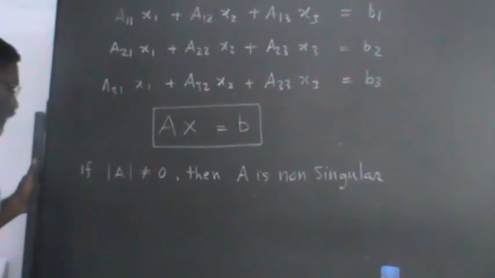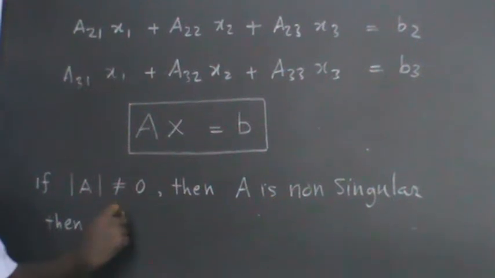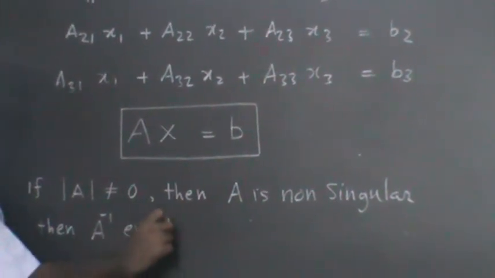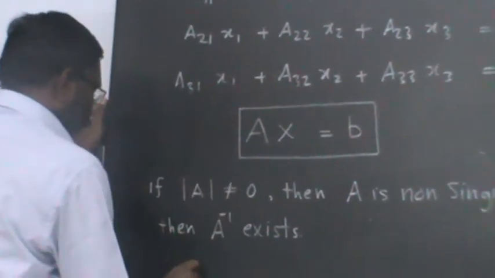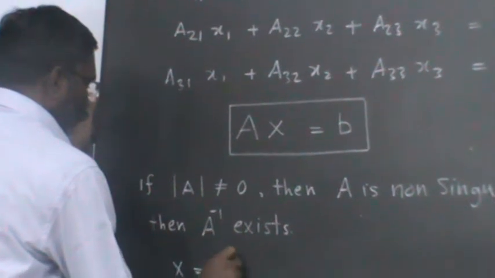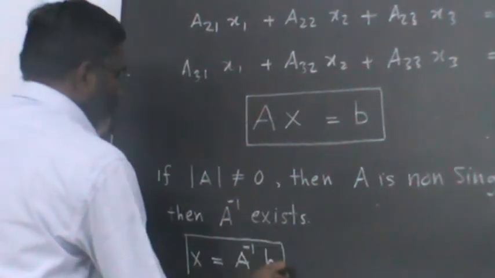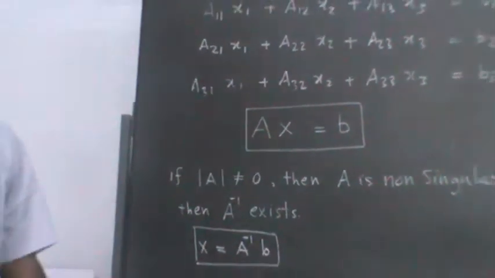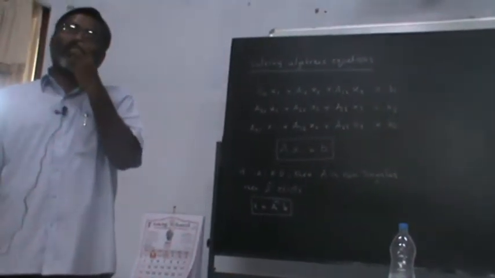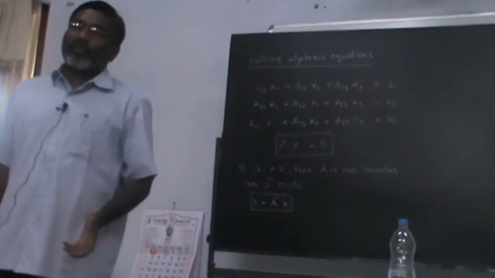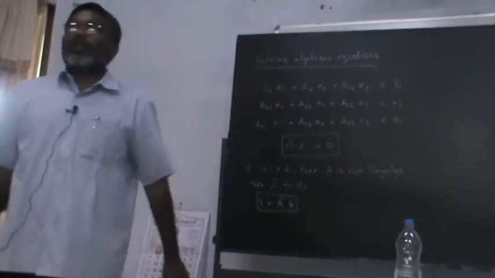And if A is non-singular, then A inverse exists. So if A inverse exists, you can write this X as A inverse times B. Formally, that's all that you have to say. Formally, you have to say that if A is non-singular, then you can find X. If A is singular, then you cannot find X. Okay?